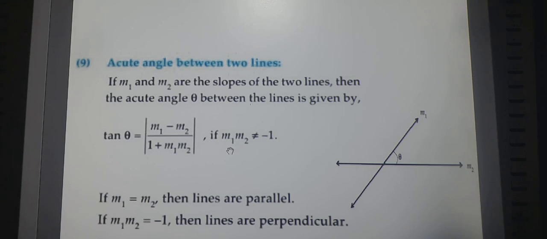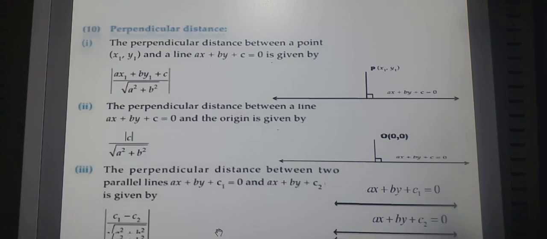Here m1 into m2 not equals to minus 1, because m1 into m2 equals to minus 1 means that lines are perpendicular. When lines are perpendicular, then tan theta, that is tan 90, is not defined. So if m1 equals to m2, then the lines are parallel. If m1 into m2 equals to minus 1, then the lines are perpendicular.